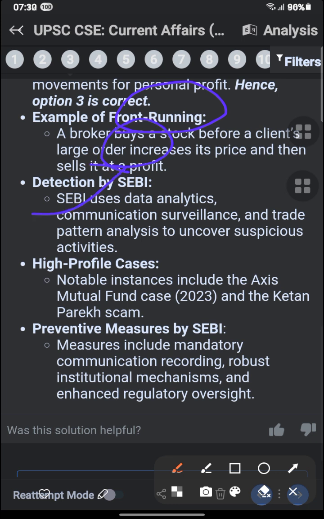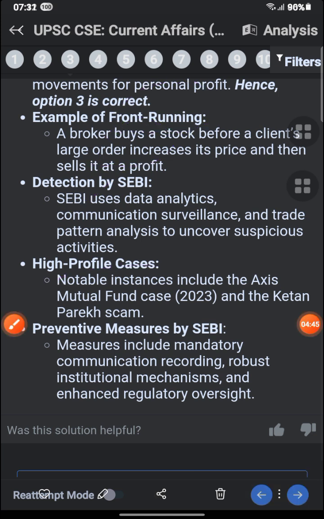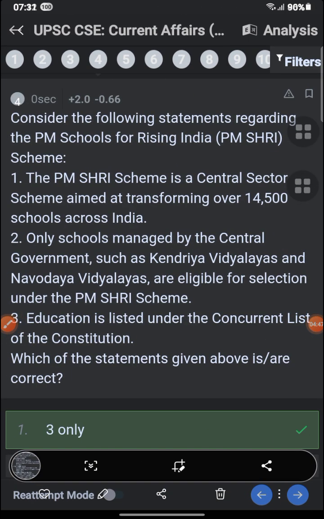SEBI uses data and communication surveillance and trade patterns, and high profile cases are also there. Notable instances include the Axis Mutual Fund case of 2020, and the Ketan Parekh scam was also there. Preventive measures by SEBI included mandatory communication recording, robust institutional mechanisms, and enhanced regulatory oversight.